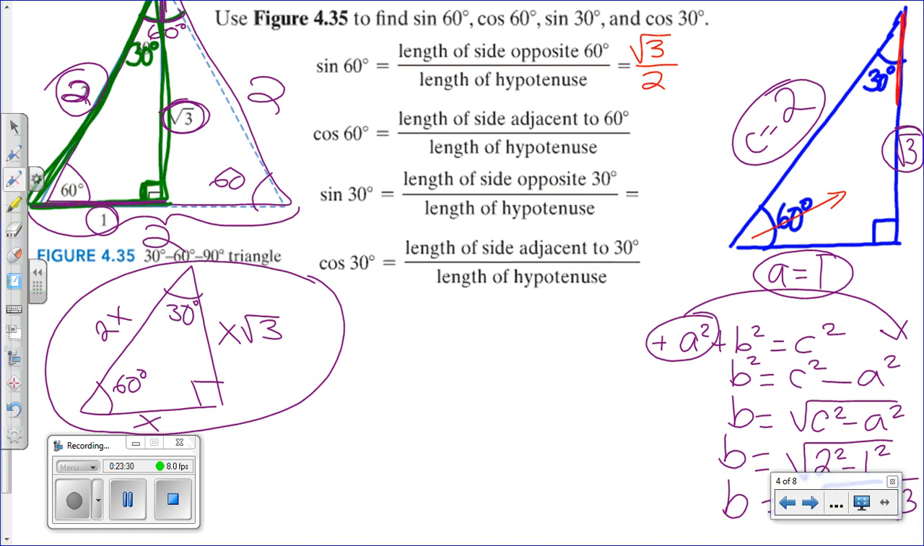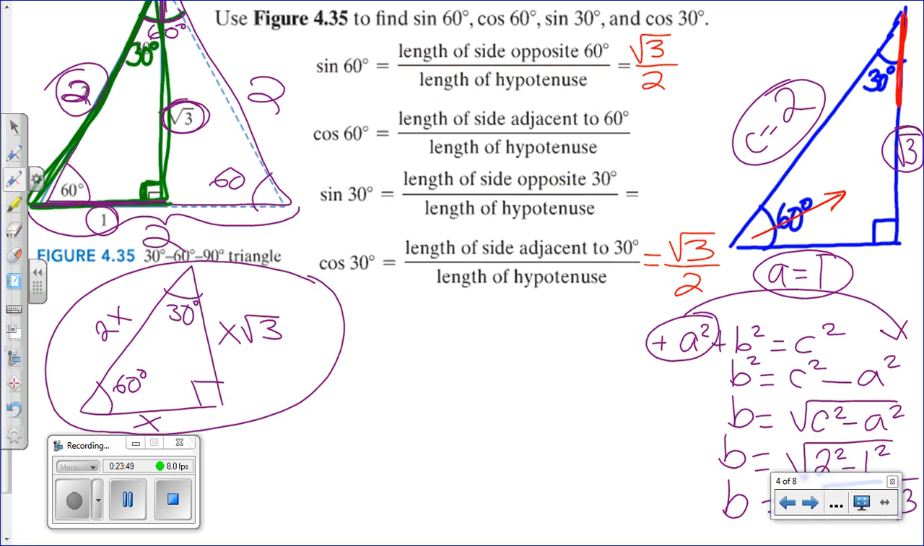Okay, are we getting the same? Yes. Isn't it weird? Not at all. It's not weird. Think about it: whatever is the opposite side of 60 is the adjacent side of 30. So that is always going to happen.